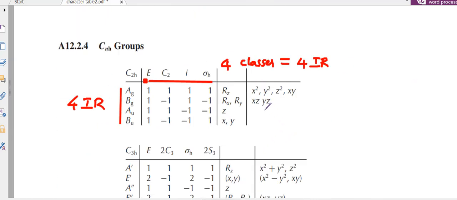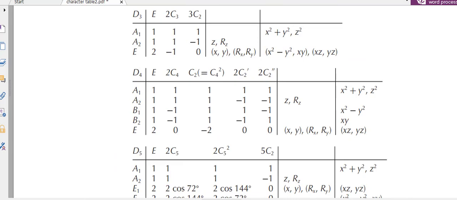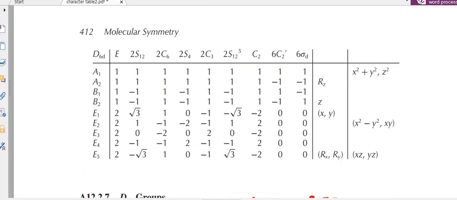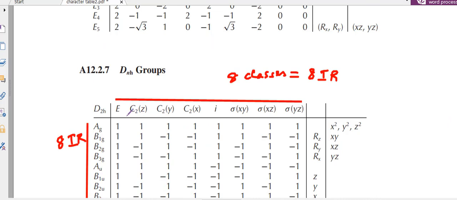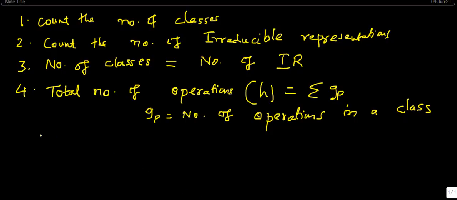Similarly, here the number of operations is the same as the number of classes, and so h is equal to 4. And if you come to this class which we have seen, in each class the number of operations is 1, so 1, 1, 1, 1, 1, these are the g values. If you take the sum of all these values, you will get the number of operations, and that is 8 once again. So the number of operations may be the same as the number of classes or different.